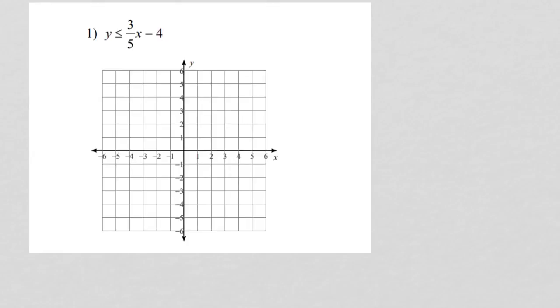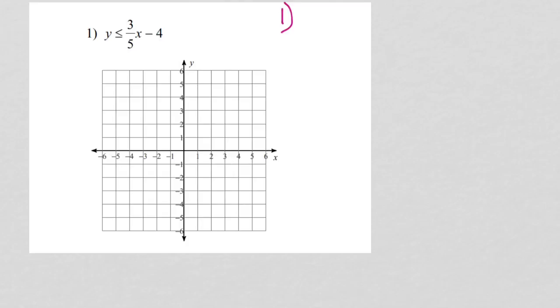Hello, in this video I'm going to show you how to graph linear inequalities. First thing you need to remember about graphing linear inequalities is that it's very similar, almost exactly the same as graphing a linear equation, except there are just a couple of items that you have to consider in addition. However, first and foremost, you need to figure out where the boundary line goes.